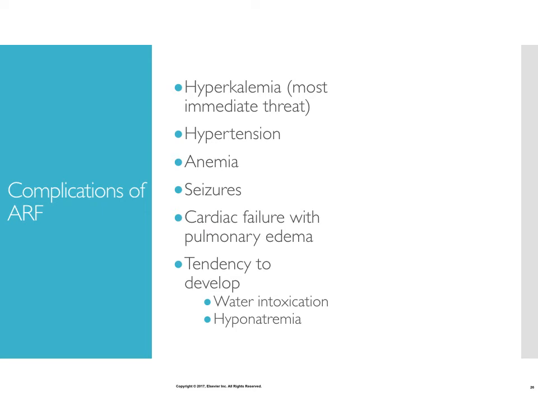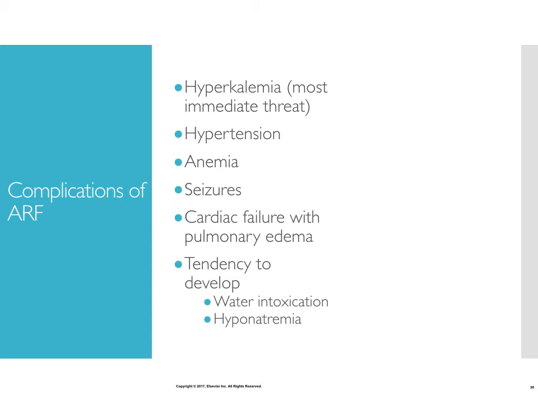Some of the complications from acute renal failure, or AKI, is hyperkalemia. And this tends to be the most immediate threat. As we know, hyperkalemia can cause changes in the way the heart beats, and so we may see dysrhythmias. Hypertension, because again, the RAS system has been activated and caused the hypertension.